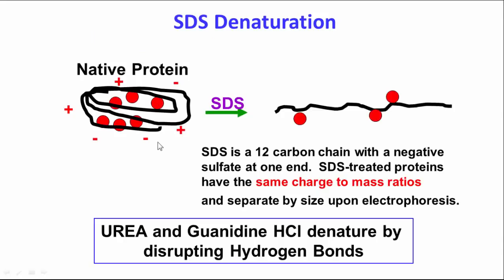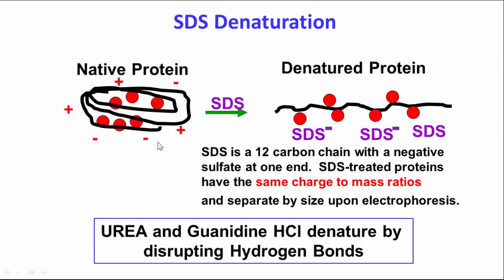Now SDS-PAGE. SDS will denature proteins by binding to the protein, and about 1.3 grams of SDS bind per gram of protein. And SDS is, as I said, sodium dodecyl sulfate, and so it's a 12-carbon chain with a negative sulfate at one end. So that results in a coated protein that has a constant charge to mass ratio. Doesn't matter what the size of the protein is.